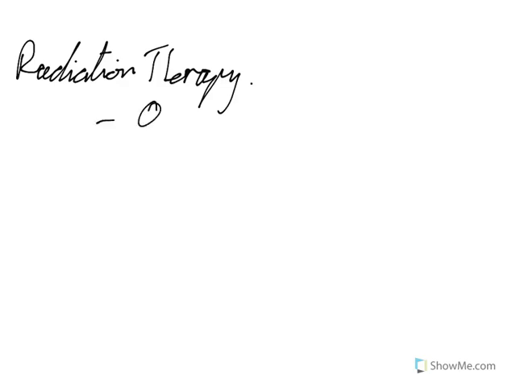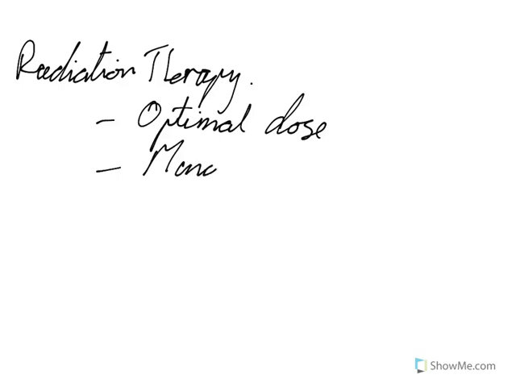All right, so what we need is an optimal dose of radiation, and so we need to also minimise exposure. All right, so we need enough that we're going to kill the cancer off, but not that much that it's going to cause other problems. Okay, so how do we do that?